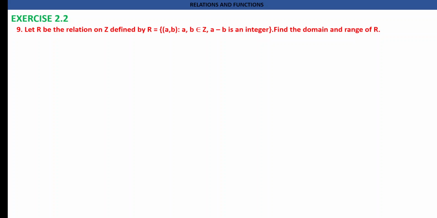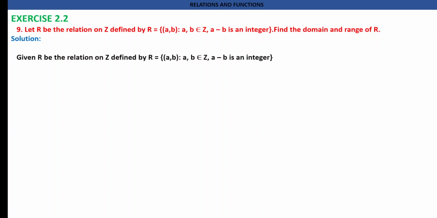Let us see question number 9. Let R be a relation on Z defined by R = {(a, b) : a, b belongs to integers, a minus b is an integer}. Find the domain and range of R. Solution. Given R is a relation on Z defined by the set of (a, b) such that a, b belong to integers and a minus b is an integer.